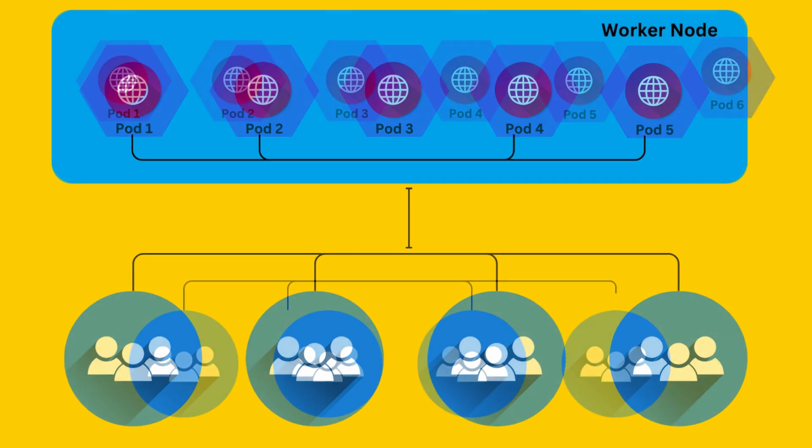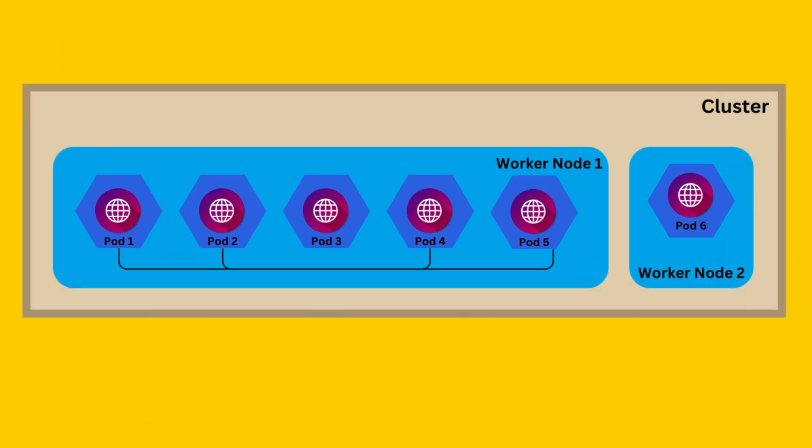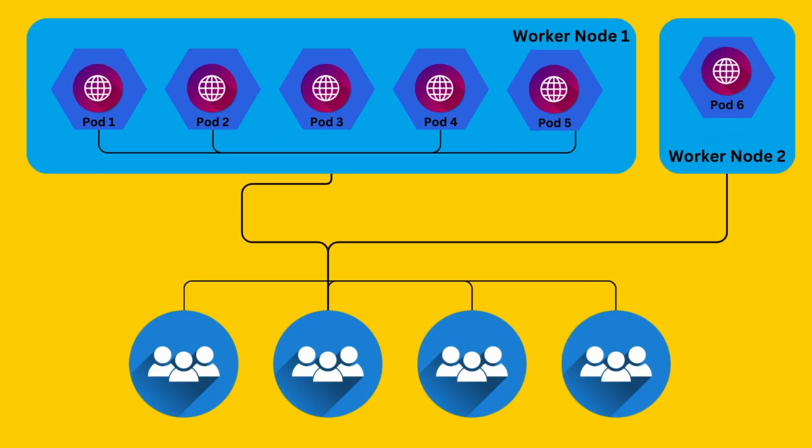What if we reach a point where adding more pods to the node is not possible? Then we can introduce additional nodes to the cluster. Each new node will host its own pods, allowing us to run more instances of our application. This process is known as load balancing, and we will explore how we can achieve it in our future videos.